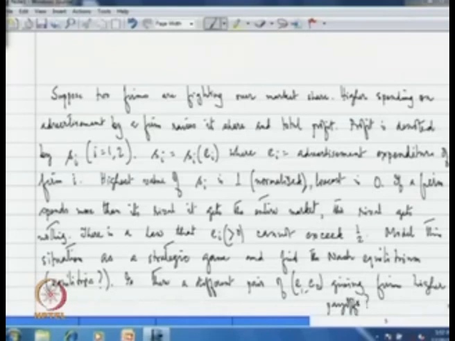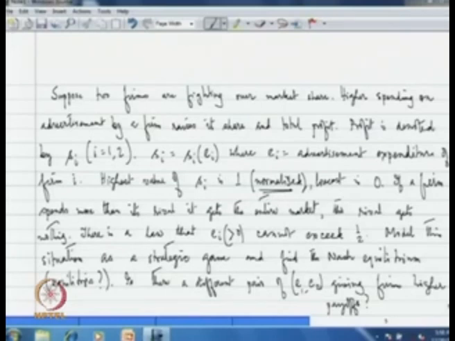So, this is the question. Suppose two firms are fighting over market share, higher spending on advertisement by a firm raises its share and total profit. Total profit is denoted by SI. SI is a function of EI, where EI is the advertisement expenditure by firm I. Highest value of SI is 1, so this is a normalized value, lowest is 0, so S varies between 0 and 1.